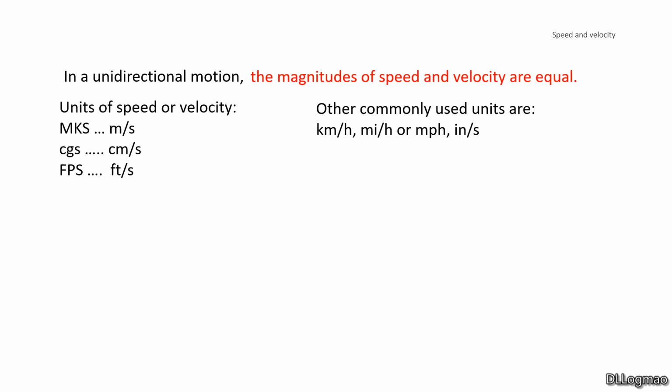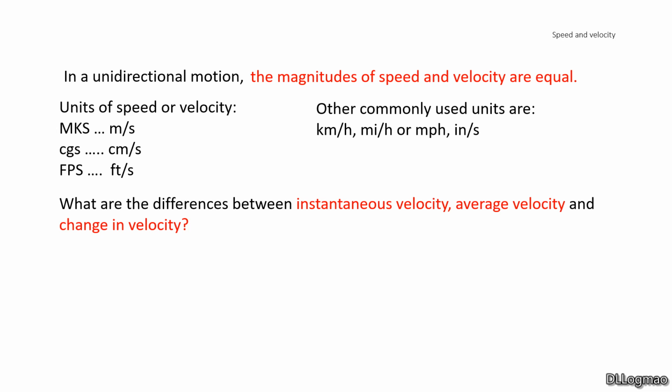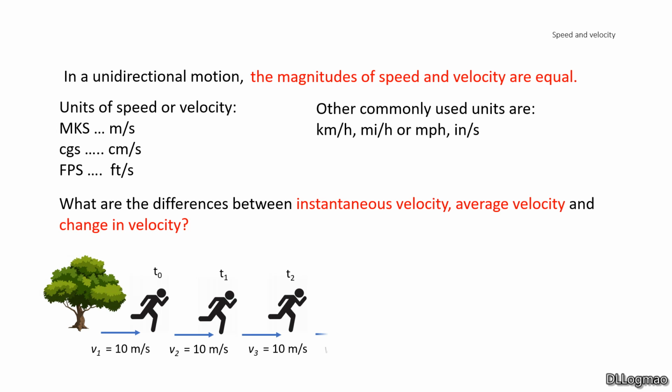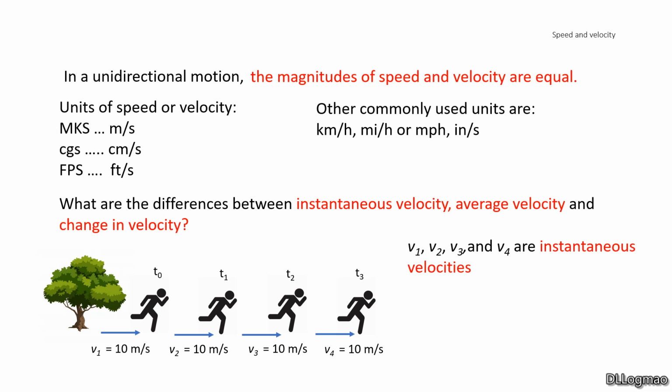Now, thinking about speed or velocity, what are the differences between instantaneous velocity, average velocity, and change in velocity? From the tree, the man runs at a speed of 10 meters per second from time sub 0 to time sub 3. These velocities v sub 1, v sub 2, v sub 3, and v sub 4 are instantaneous velocities. They are the velocities of the man at a particular point of its motion.